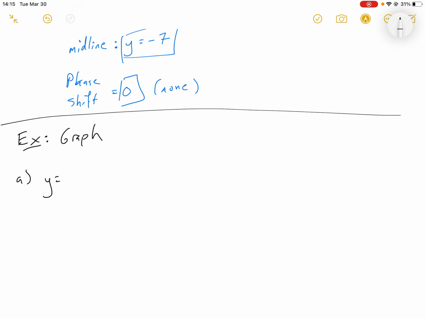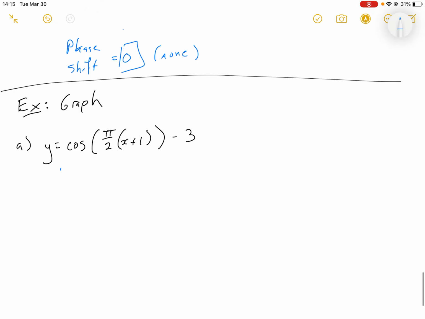So let's start off with cosine. I'm going to write graph y equals cosine of, let's do pi over 2 times x plus 1. And then let's go with -3.